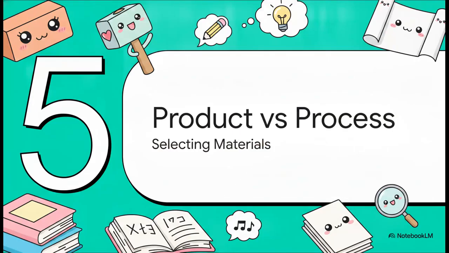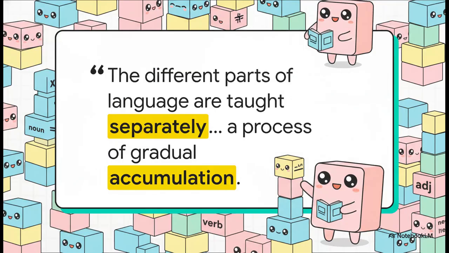Section 5. Product versus process. Selecting the materials. All right, we've reached the final section of our agenda. We know our overall plan, we've surveyed the landscape, we've consulted the client. Now it's time to select the actual building materials for our syllabus. Traditionally, language has been taught as a product.